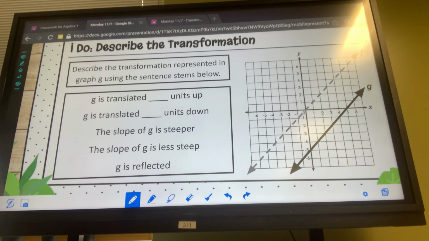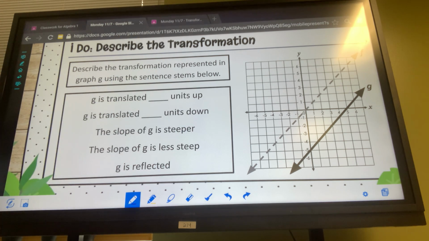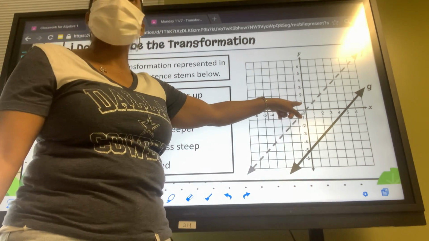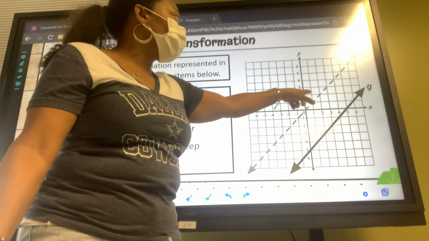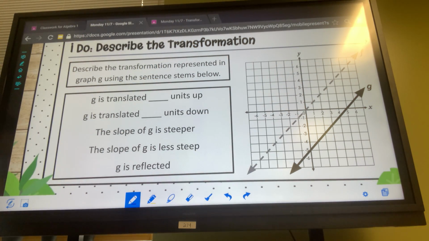All right, we're going to describe the transformation of our parent function. G is our transformation. F is our parent function. Notice it's going through our origin. It has a slope of 1, up 1 over 1, up 1 over 1. The dotted line is the parent function. G is the new line.